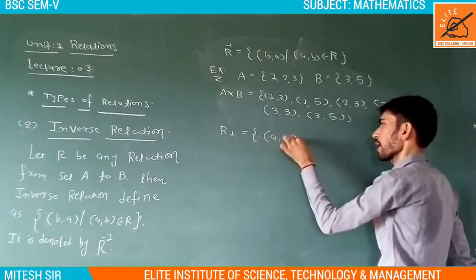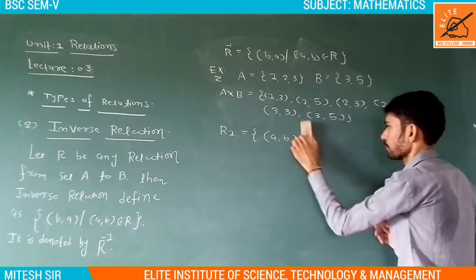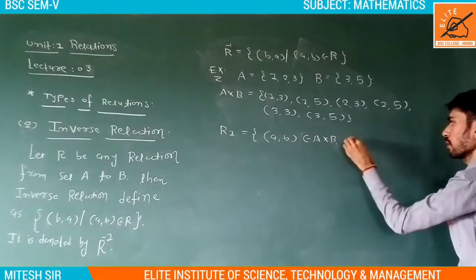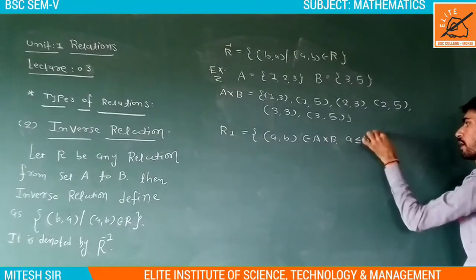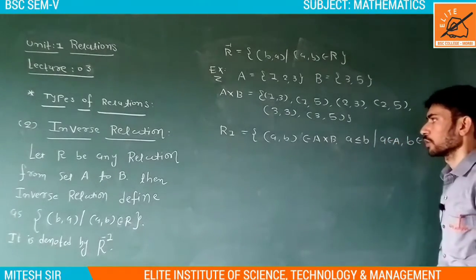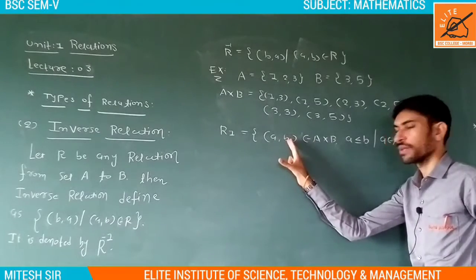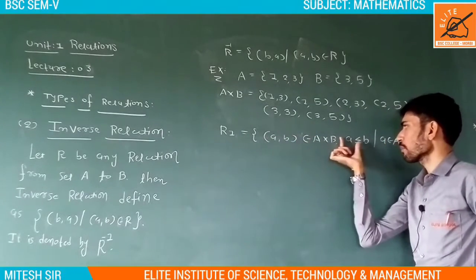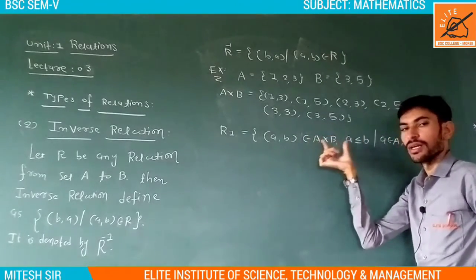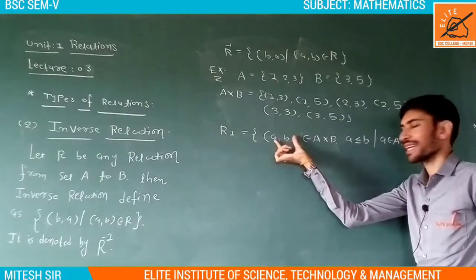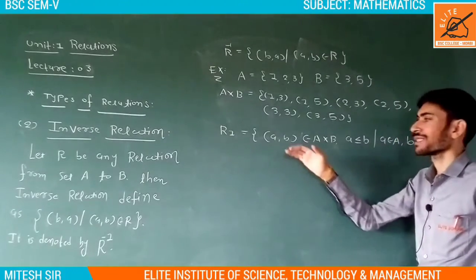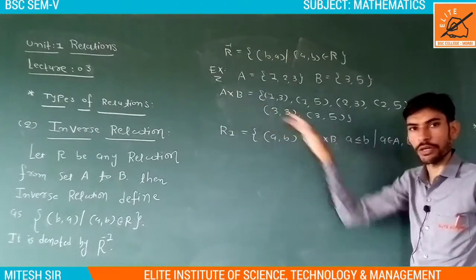Here we define the relation as the pair (A, B) belonging to the Cartesian product A cross B with the condition A less than or equal to B, where A belongs to set A and B belongs to set B. So here we have defined the relation between the elements A and B. So the ordered pair (A, B) which satisfies this relation belongs to relation R1. So which ordered pairs from the Cartesian product A cross B satisfy this condition?